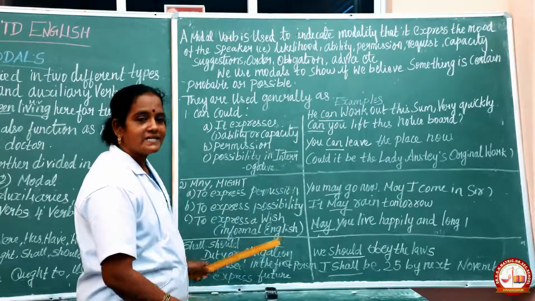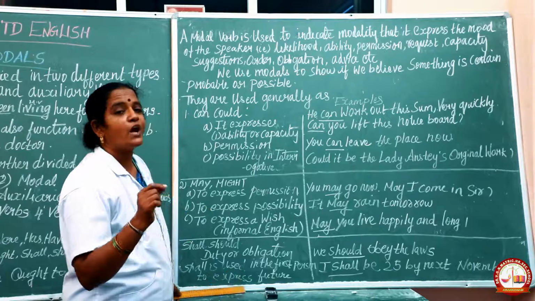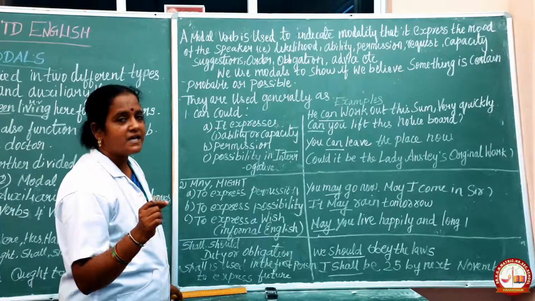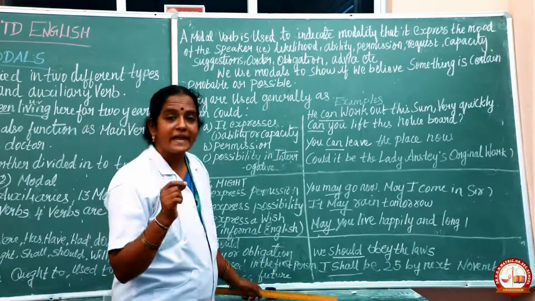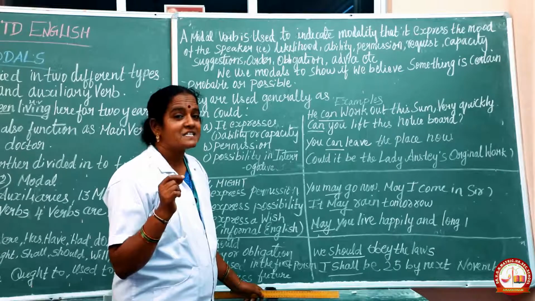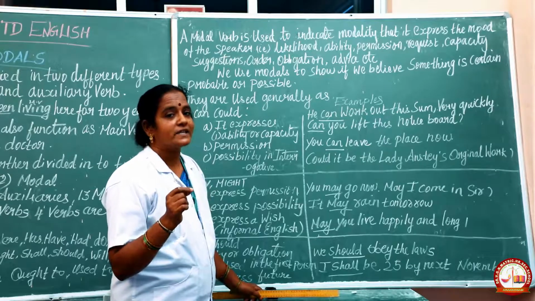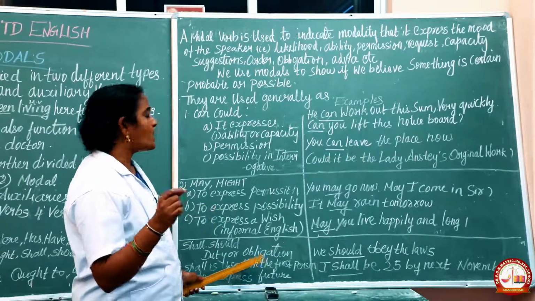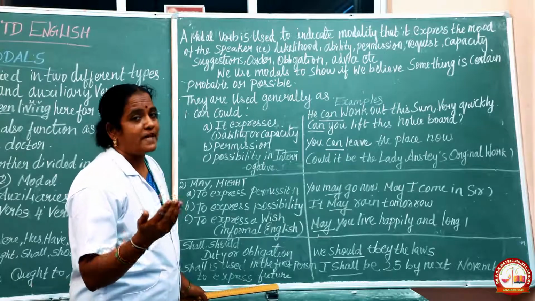And the next one is shall and should. Duty or obligation, very important. For duty and obligation, we use shall and should. We should obey the law. We should respect teachers. We should respect elders. These are the duties for every person to obey, and it is an obligation also.